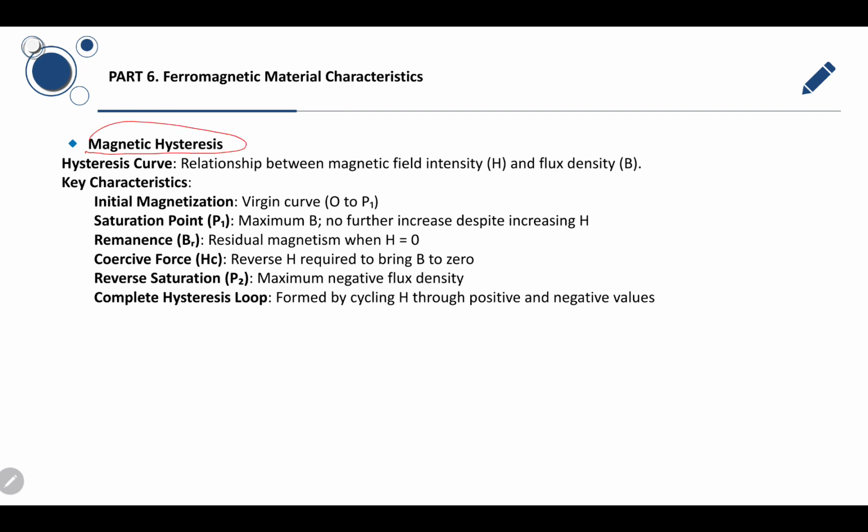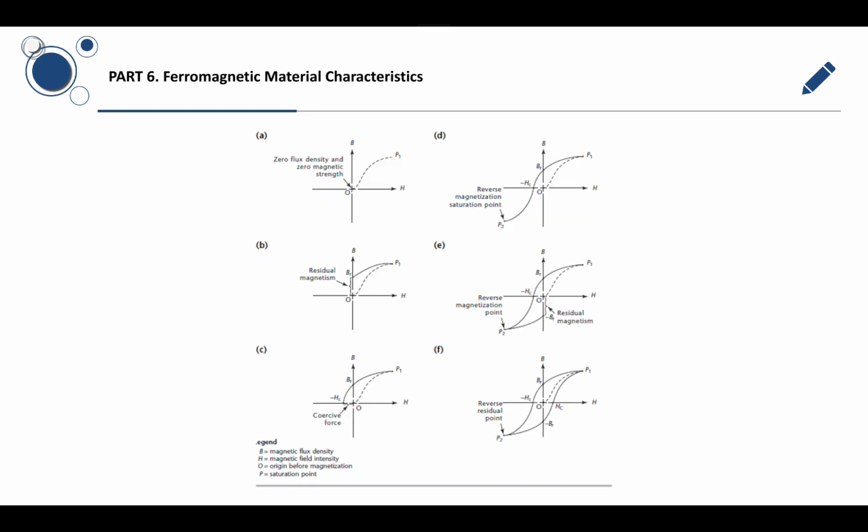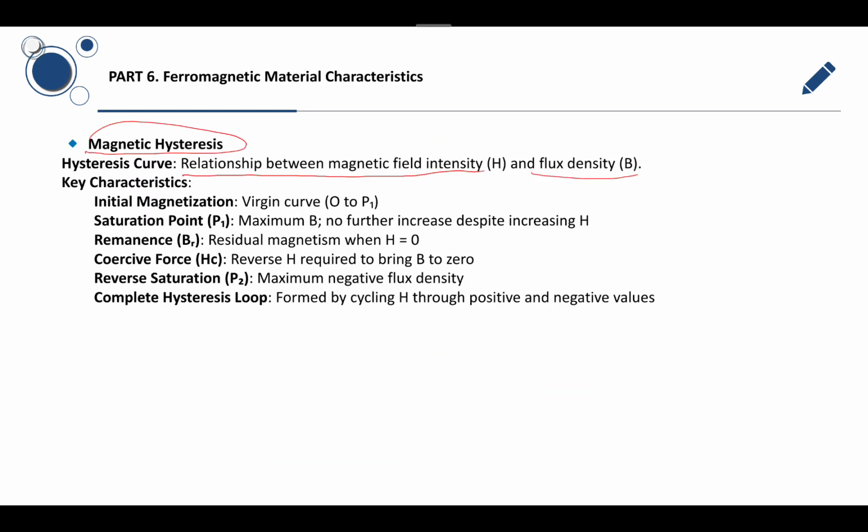Magnetic hysteresis. This is a fundamental concept for understanding how ferromagnetic materials behave when exposed to a magnetic field. The hysteresis curve illustrates the relationship between magnetic field intensity and flux density. It shows us how a material's magnetism changes as the applied magnetic field is varied. Let's move to the picture and we will compare the key characteristics.